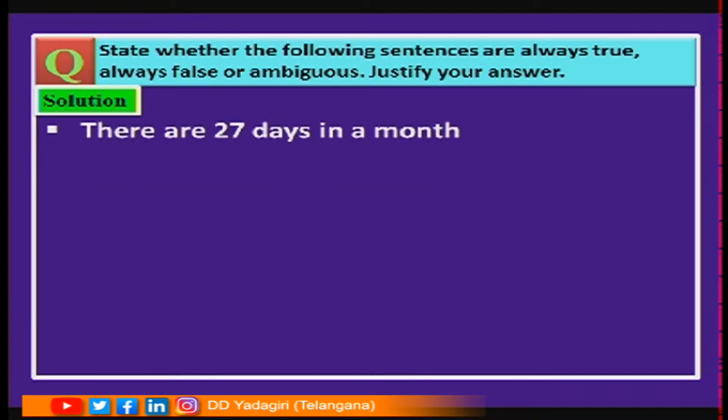Let us move on to our next sentence. There are 27 days in a month.